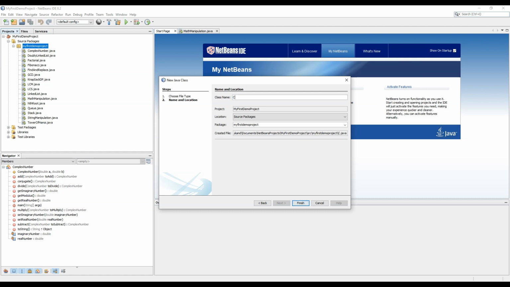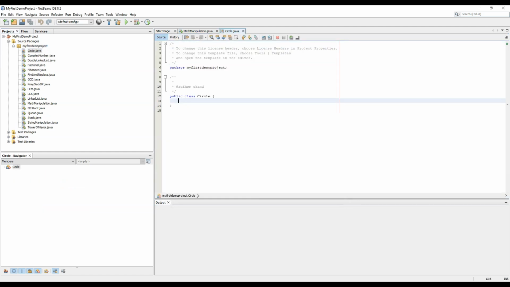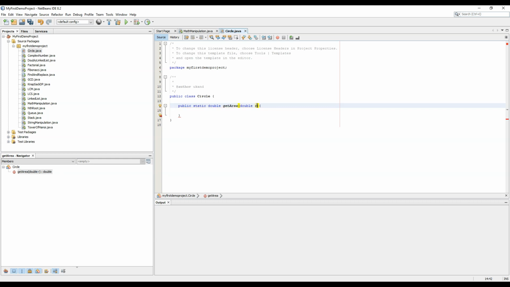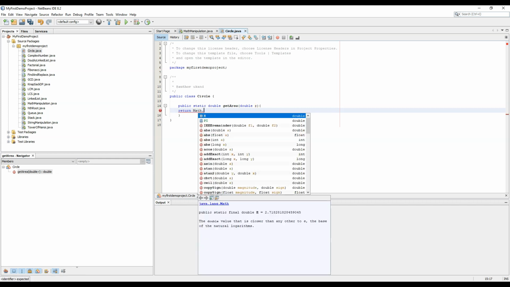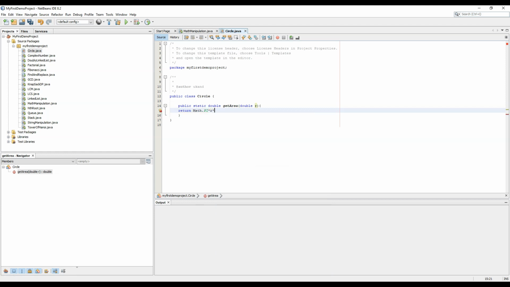So let's name this class as Circle and begin. The initial function would be public static double getArea, and we will return the area by simply passing the value into the formula. So double r, return, we'll use the Math.PI inbuilt variable into r. So this is the default function.